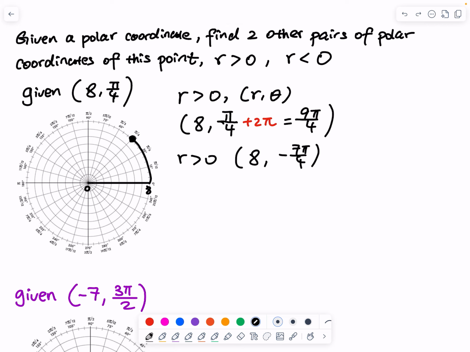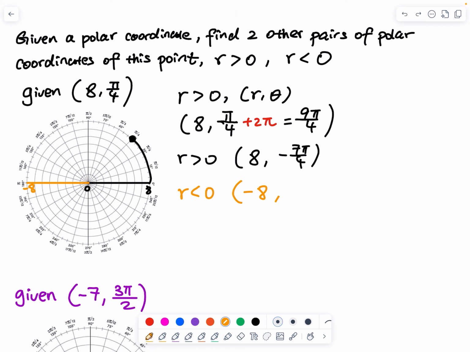This is what you also need to know. What about when r is negative? When r is negative, you are forced to push to negative 8. So for negative 8, can I go 1, 2, 3, 3 pi over 4 counterclockwise? Sorry, not counterclockwise, clockwise. That will be negative 8.